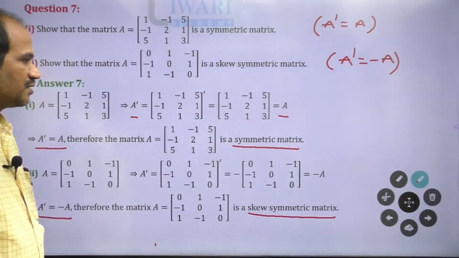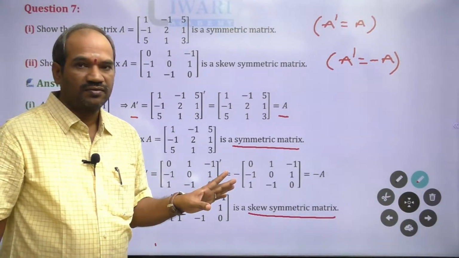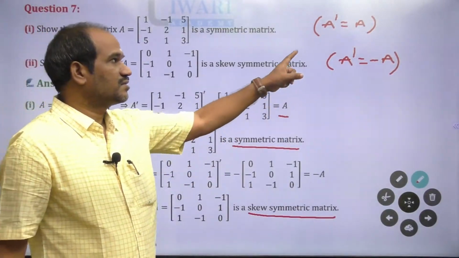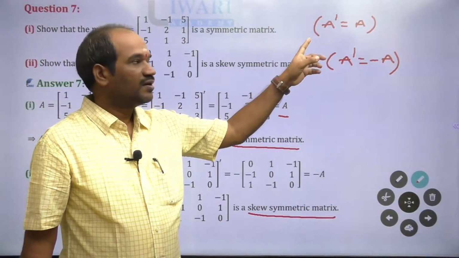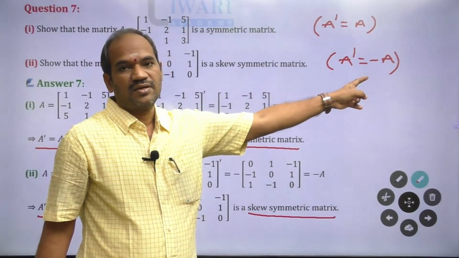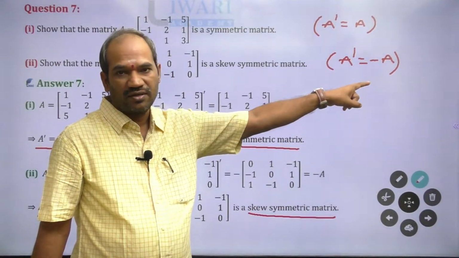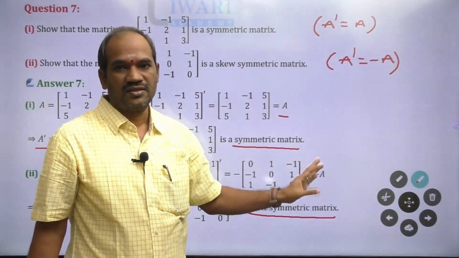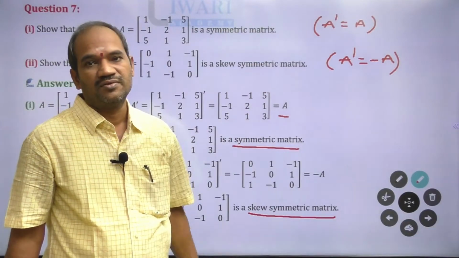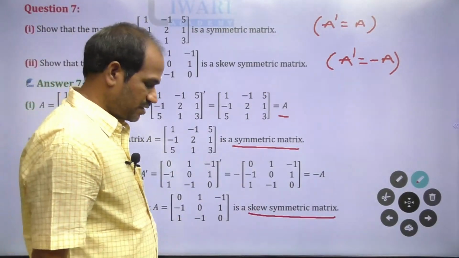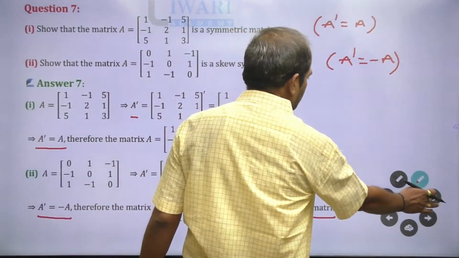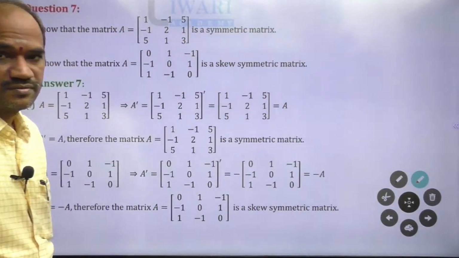So first we calculate A dash. If A dash is equal to A, A is a symmetric matrix. If A dash is equal to minus A, A is a skew symmetric matrix. In this type, all problems are the same. No change. Write this question.